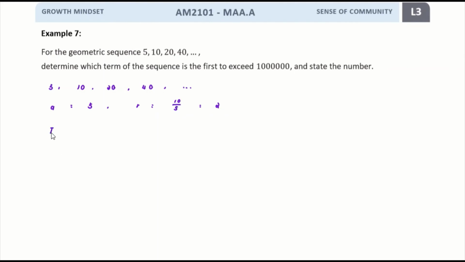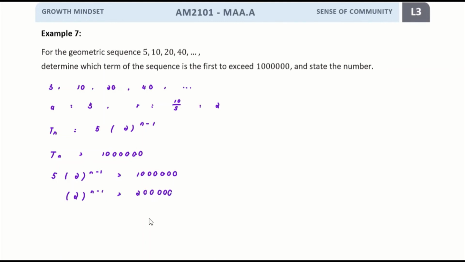So when we write our nth term in terms of n, it will be 5, A, R to the power of n minus 1. Then the first to exceed 1 million, so the nth term is greater than 1 million. In other words, 5 times 2 to the power of n minus 1 is greater than 1 million. Let's try to do it manually first. So we have 2 to the power of n minus 1, and when you divide it, you get 200,000.